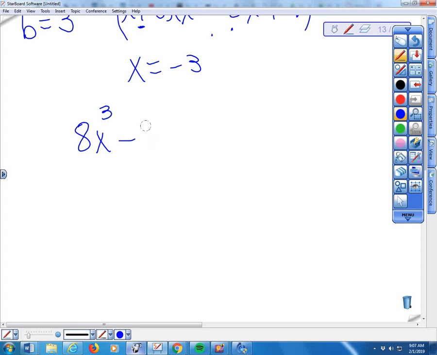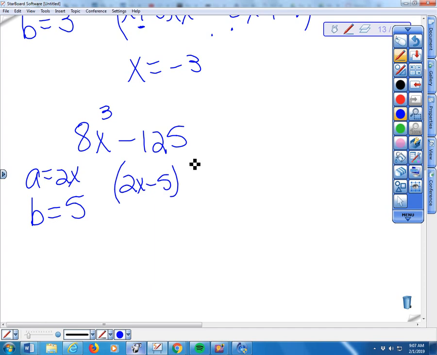Let's do 8x cubed minus 125. So 2x minus 5. What's b? 5. So I have 2x minus 5. What is a squared? 4x squared. Be careful. Don't tell me it's 2x squared. You've got to square the 4 also.